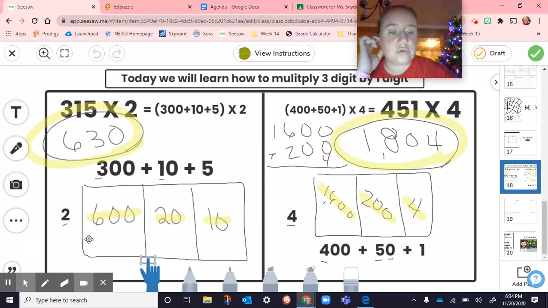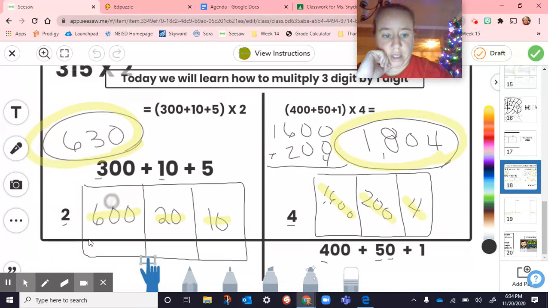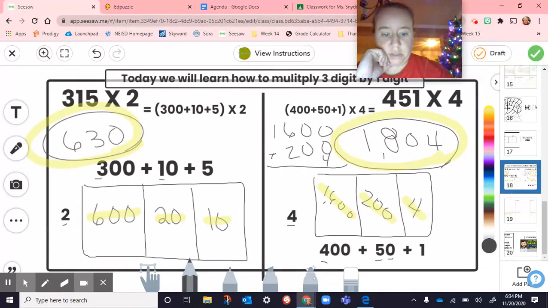Everywhere we have those plus signs, we put our line down and we put our 2 on the side adjacent to that 315. Then when we're here in this box right here, we're going to look up and over. So 300 times 2. Then when we're in this box here, we're going to look up to the 10 and over to the 2. So 10 times 2, which is 20.